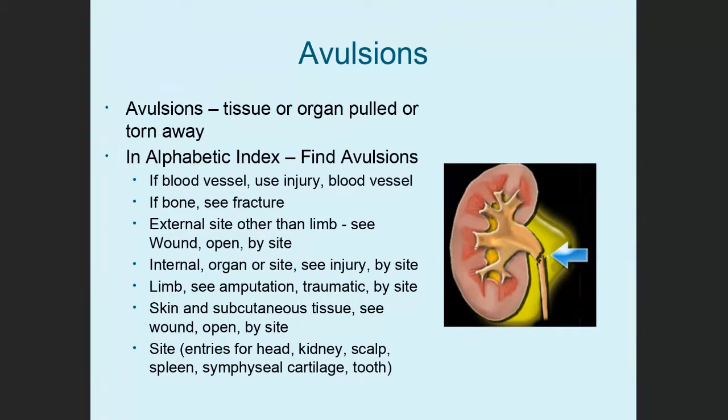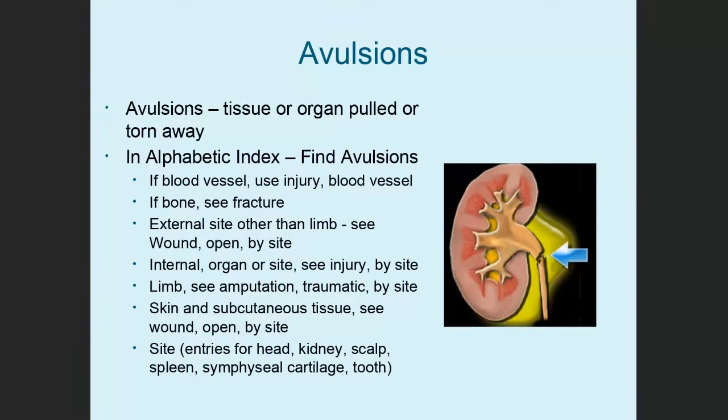So if it's avulsion blood vessel, it sends you to injury blood vessel. If it's avulsion bone, it sends you to fracture. External site other than limb, see wound open by site. If it's an internal organ, see injury by site. If it's a limb, see amputation traumatic by site. Skin and subcutaneous tissue, see wound open.